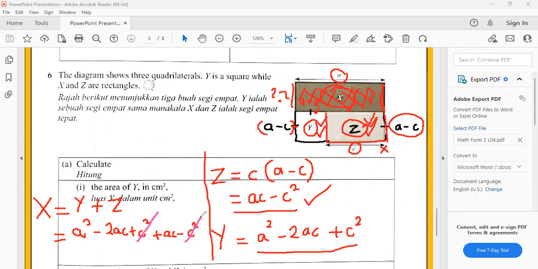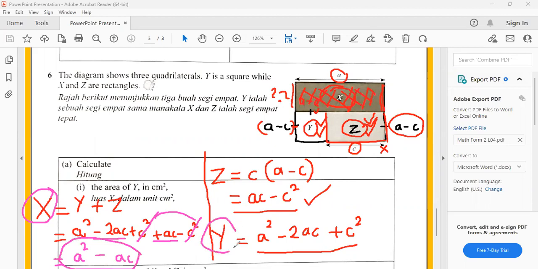C squared and c squared, it disappears. Negative 2ac plus ac. So you get negative 1ac or just ac. You don't have to write your 1 there. And don't forget, you still have your a squared. So the area of x is a squared minus ac.